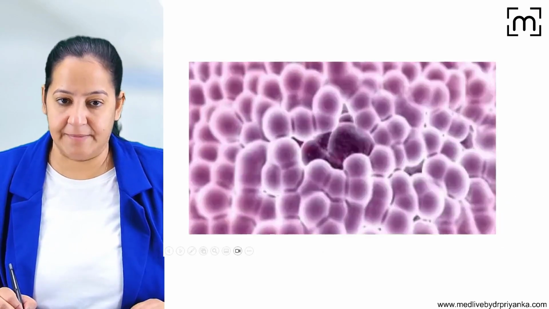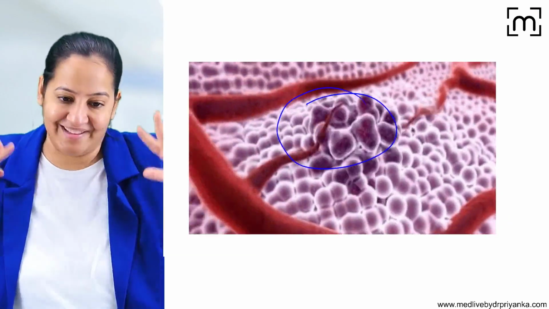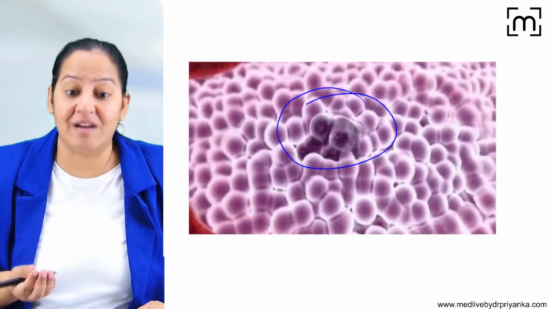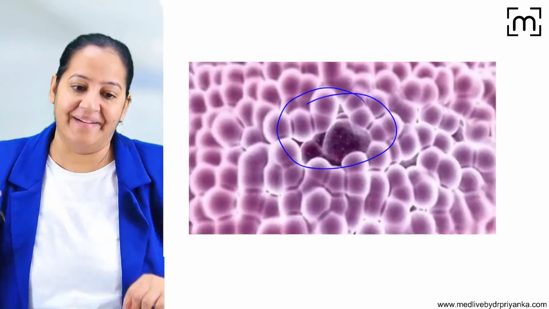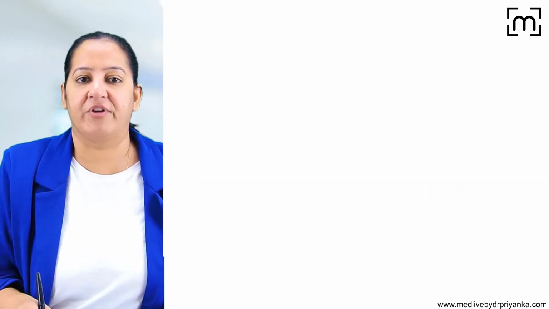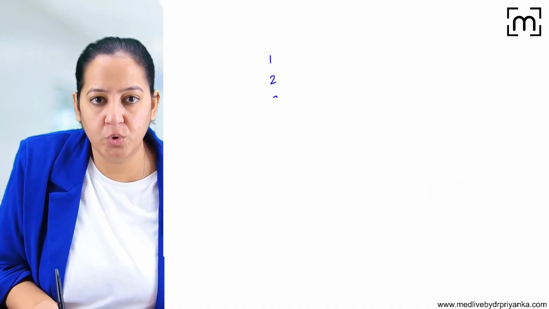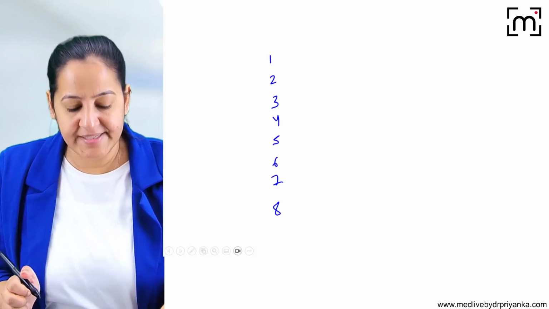So these are the 8 steps. It is coming out at some other site and growing like anything. So at some other site it is coming out, extravasating, moving, growing and forming a secondary mass. So all the 8 steps should be at the tip of your tongue. Can you enumerate 1, 2, 3, 4, 5, 6, 7, 8? Can you enumerate the 8 steps of metastasis?